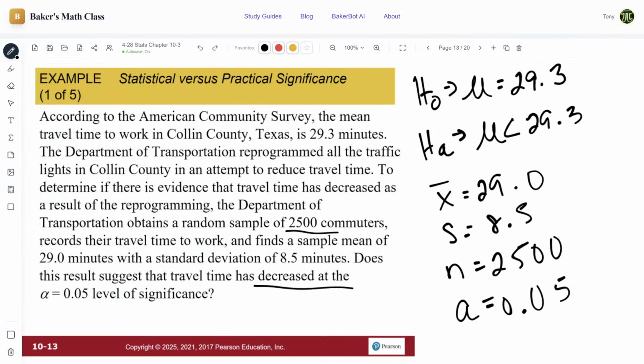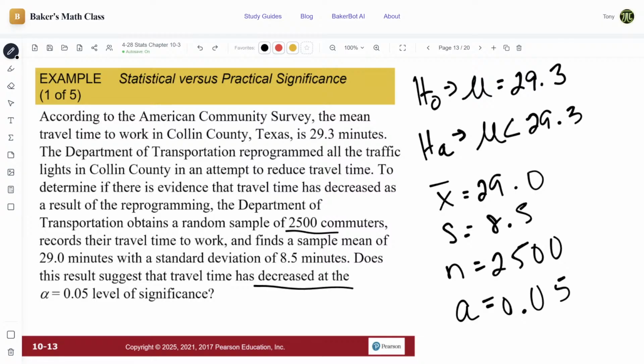So what does that mean? Okay, so by reworking the lights, they reduced the travel time of the commute. Right? So did they do a good thing? Okay. How much did they reduce it by? How much did they reduce the travel time by?